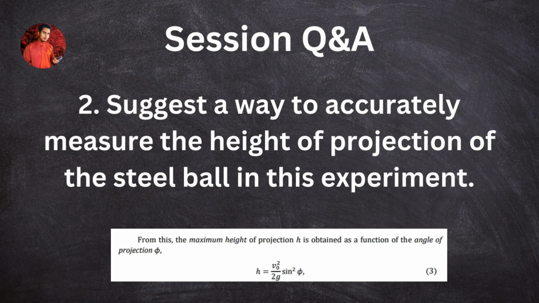So if we use the meter rule and observe with our eyes, we cannot read it properly because the steel ball flies with a high acceleration. So maybe we get an error in finding the maximum height of projection of the steel ball. So in conclusion, by using this formula, it will be more accurate.